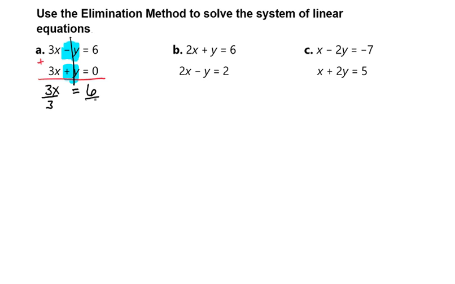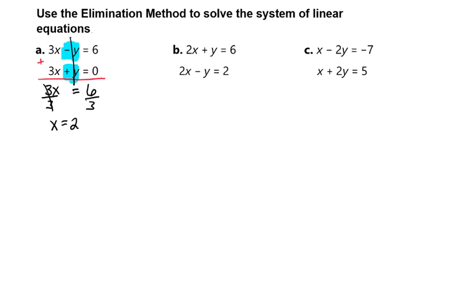From here, we'll just divide both sides by 3. That's going to give us x equals 2. Now we just need to plug the 2 into either of our equations, either the top one or the bottom one, whichever one we think is going to be the easiest.